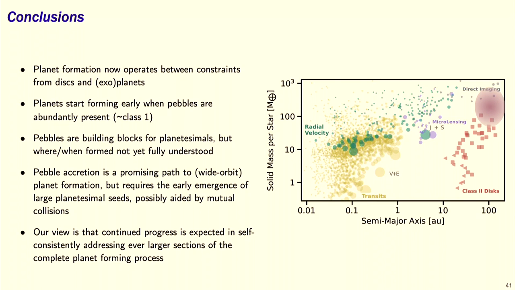Pebble accretion is a promising path to wide orbit planet formation, but as we have seen now also for this TRAPPIST system, it can also work in very different types of settings. But it does really critically rely on the emergence of large planetesimal seeds, and that is possibly helped by a phase of actual planetesimal interaction and collisions. Then we talked also about, I didn't add a point in, but we also talked about gas accretion. There are many important areas of evolution there as well. Now, I think our consensus view is that the major outlines of planet formation, all the different processes, are kind of present, and that most of the progress in the coming years will come from addressing larger and larger sections of the complete planet formation process.